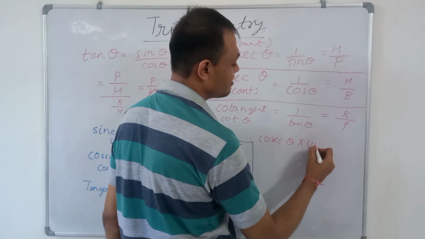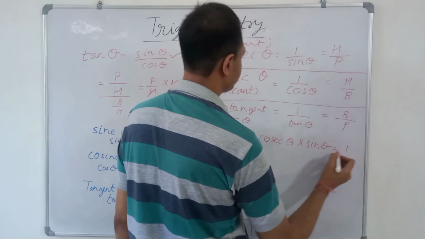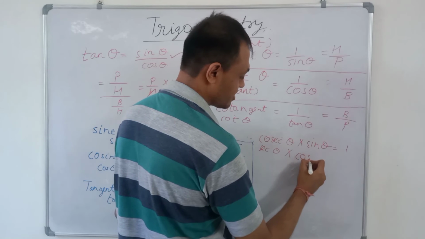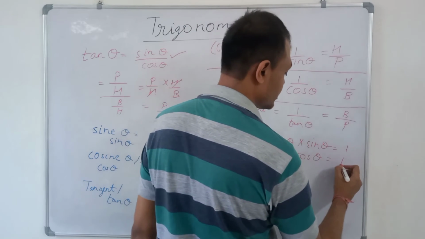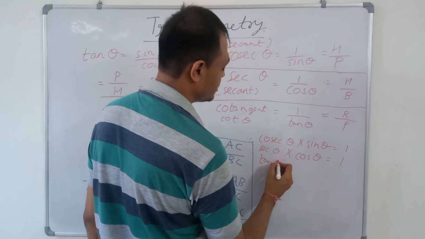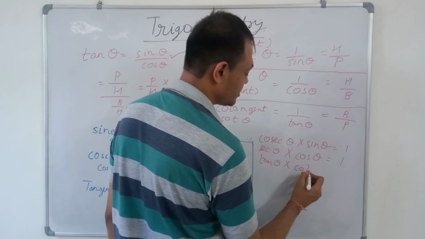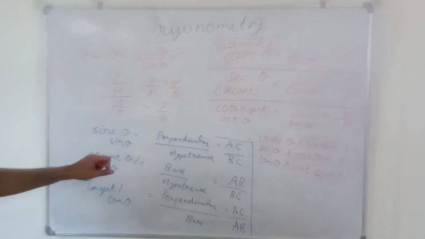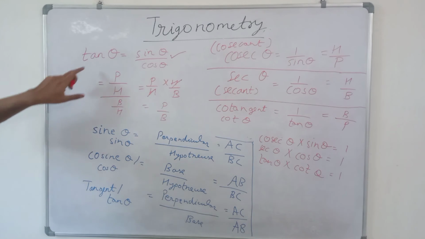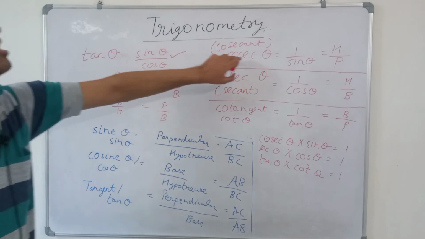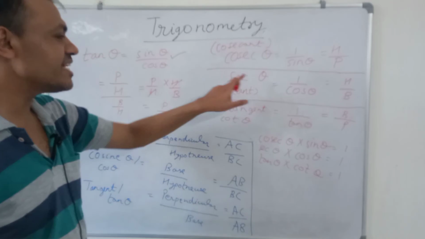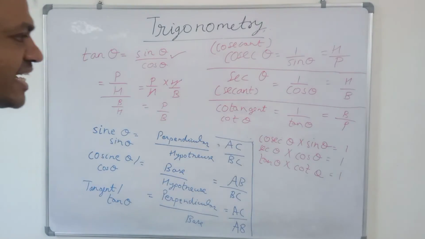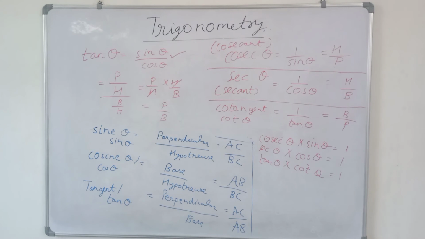Now also we can write it as cosec theta into sin theta is equal to 1. Sec theta into cos theta is equal to 1, and tan theta into cot theta is equal to 1. So these are very important trigonometric formulas, that tan theta equal to sin theta upon cos theta, cosec theta is 1 upon sin theta, sec theta is 1 upon cos theta, and cot theta is equal to 1 upon tan theta, base upon perpendicular.